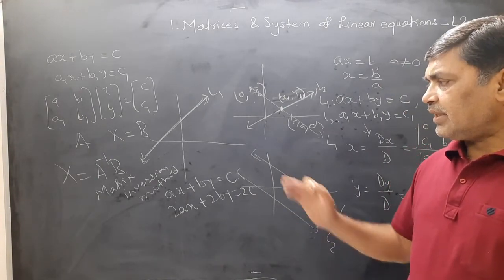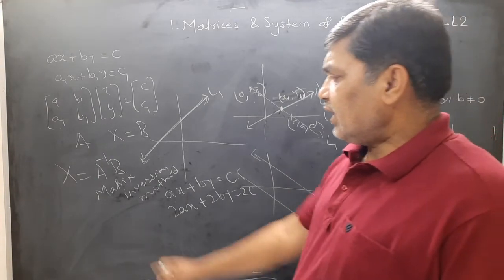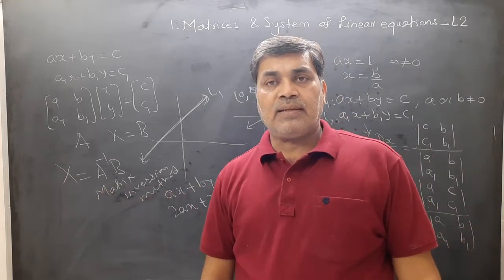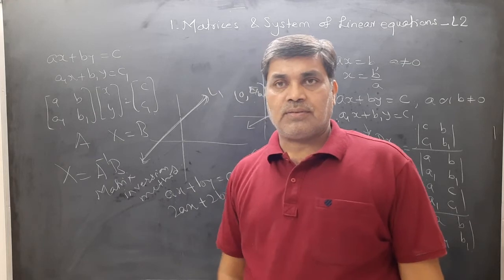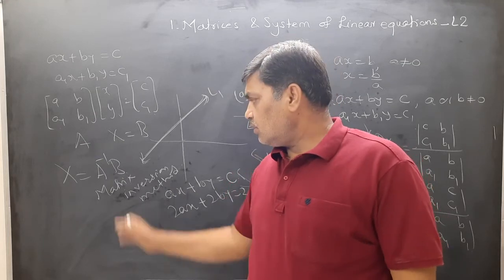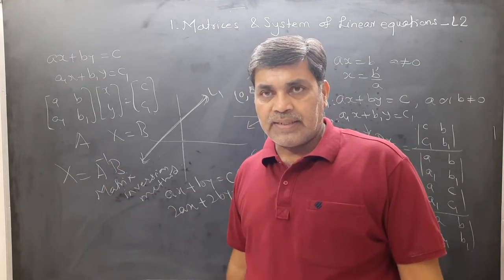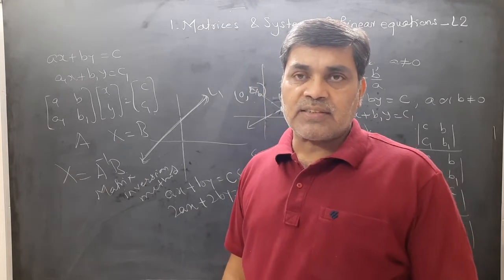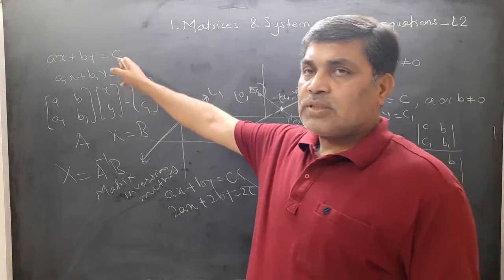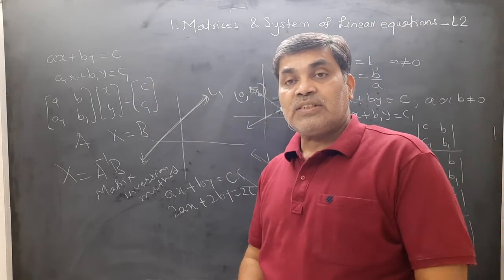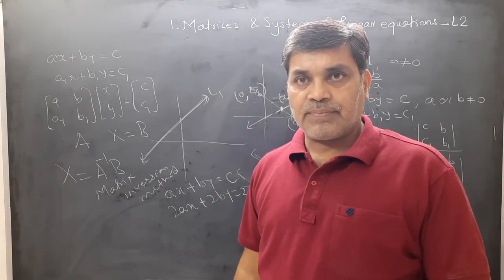Now, for applying the matrix inversion method, A inverse exists if and only if determinant of A is non-zero. A must be a non-singular matrix, and that is true for an invertible matrix. An invertible matrix is a square matrix, and for that square matrix, you must firstly have the number of equations equal to the number of variables.